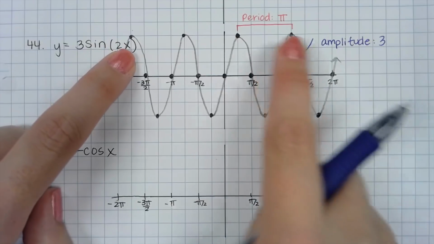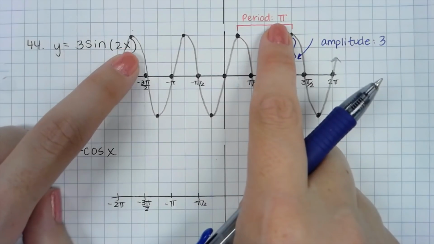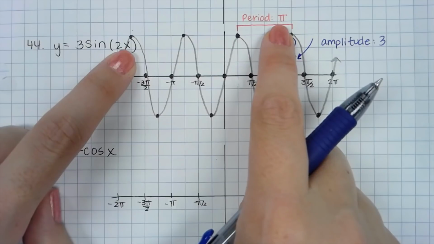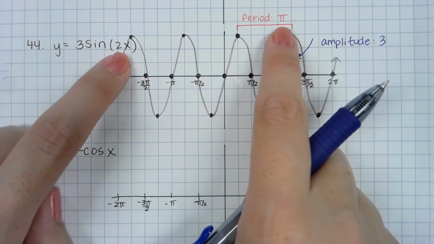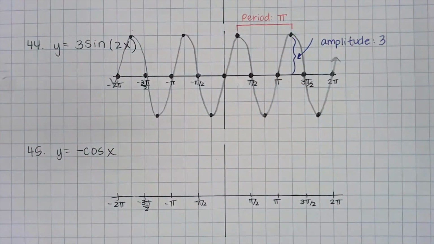So the amplitude is always going to match the number that's out front on sine or cosine. And then when there's a number in here, it's going to make the period be shorter. So if this was a 2, it cuts it in half. If this was a 4, it would cut it into 4 pieces. And so we'll see an example of that later on.